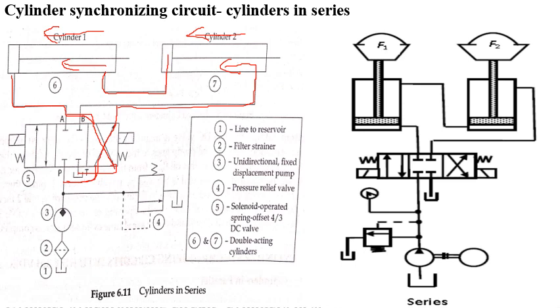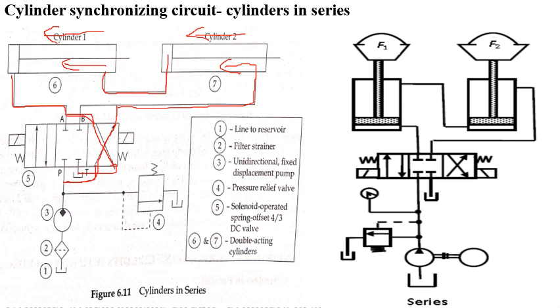Once the full extension of cylinder 1 and cylinder 2 is over, the direction control valve is shifted to the right mode of configuration. This is the retraction of cylinders 1 and 2.